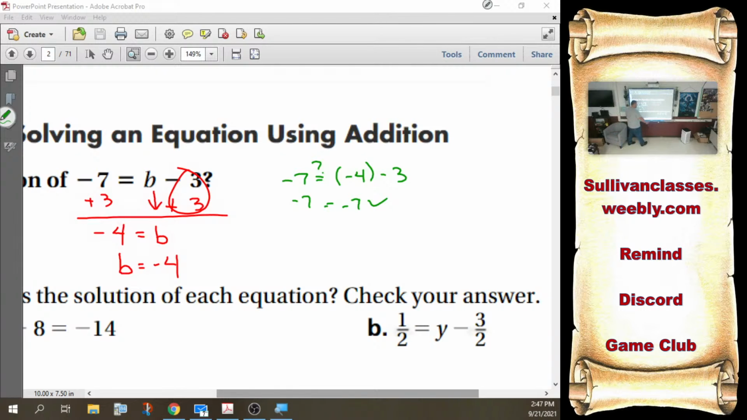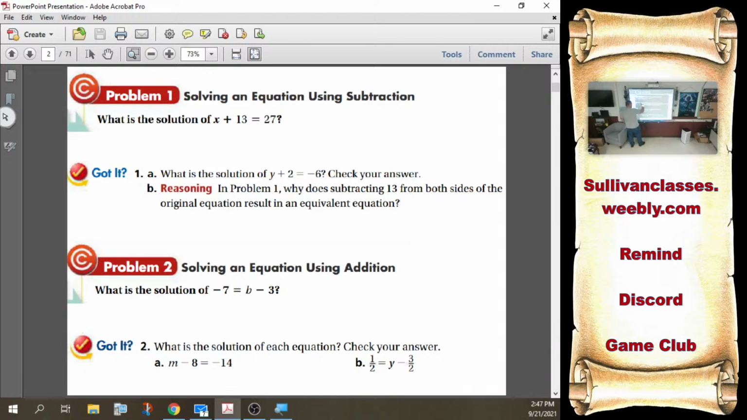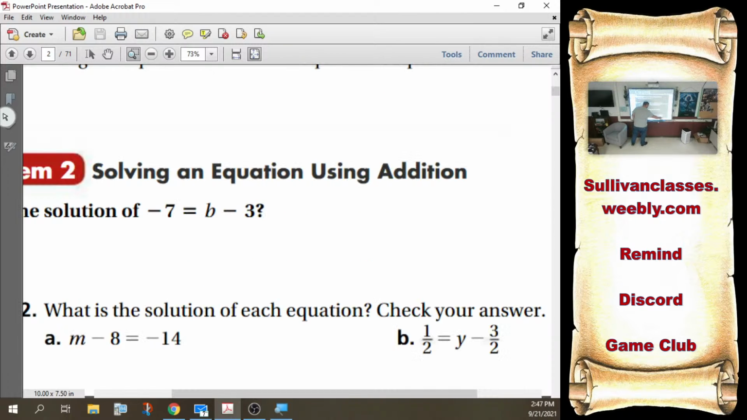You notice down here, you might have positives, you might have negatives, you might have fractions. Go for it. Can you do it with fractions? In this house, we write our answer as fractions.